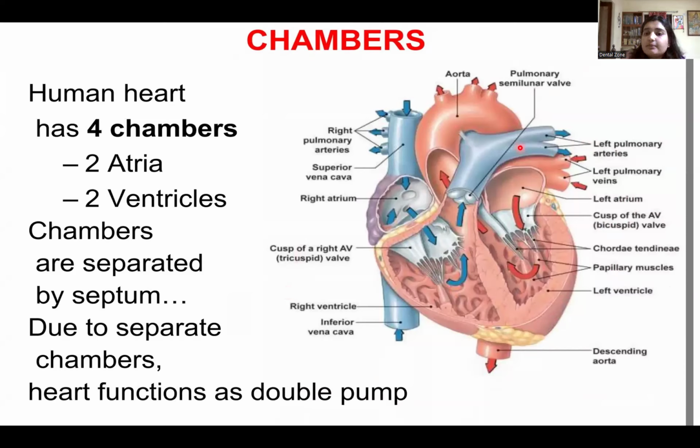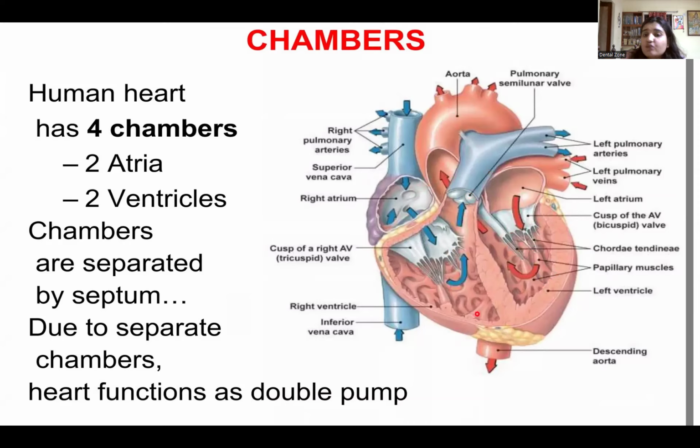See, this is the left atrium. This is the left ventricle. This is the right atrium. This is the right ventricle, right? From the right ventricle, the blood will go into the pulmonary arteries. Okay. And from the left ventricle, the blood will go into the aorta.